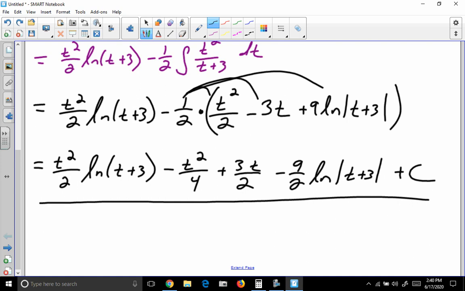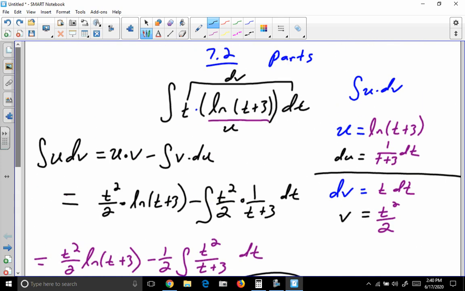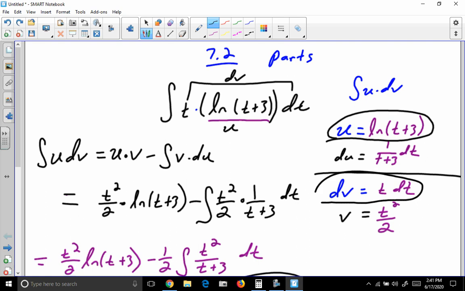So that was a little bit messy, but the key here was picking the correct u and the correct dv. We want to pick something for u that we know how to take the derivative of, and something for dv that we can integrate. Also, whatever we pick for u, we want it to become simpler when we take the derivative. Some things become a lot more complicated when we take the derivative, so we have to be careful with our choices there.